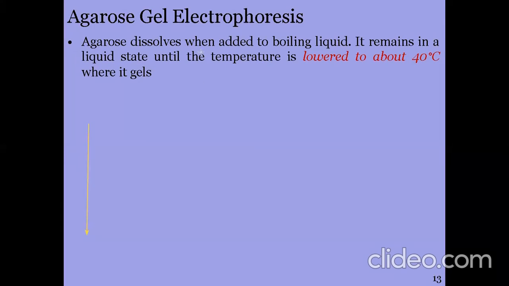Like the DNA, we have two poles, and this is the cathode and this is the anode, and the negatively charged DNA will move in this direction.